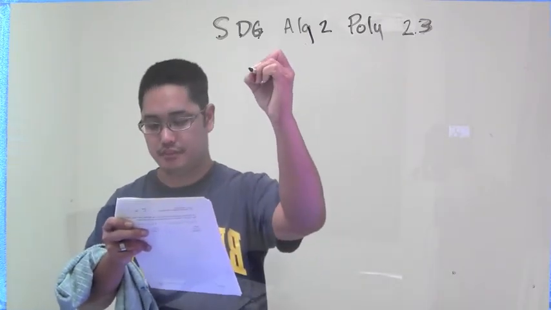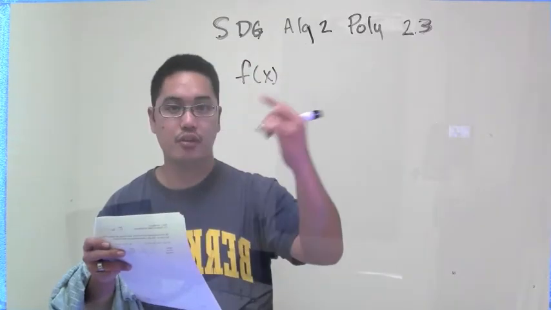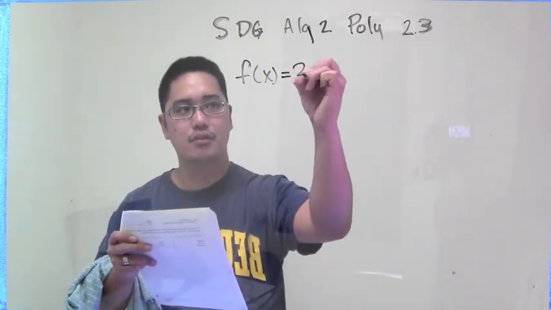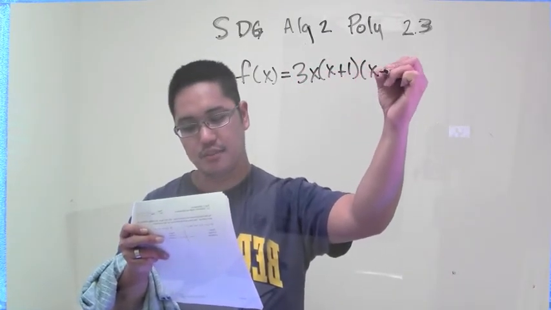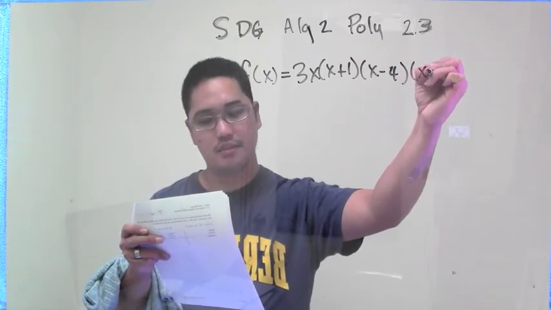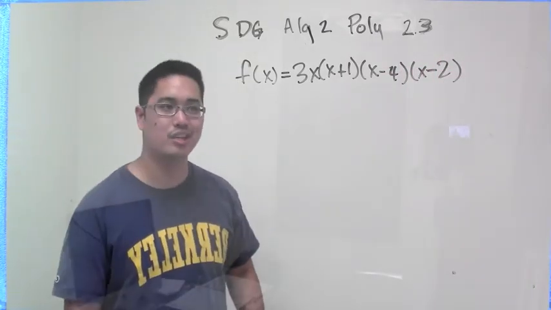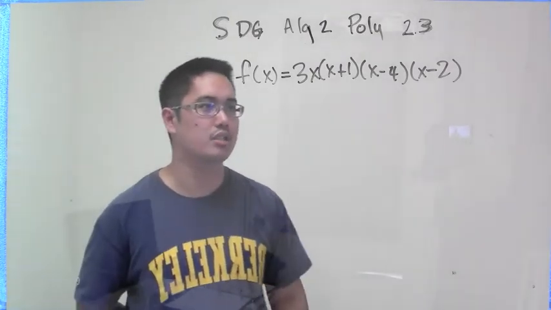Let's do this one. F of x, which I've been writing f of x, I've also been writing y, they're the same thing. I interchange those two pretty often. F of x equals 3x times x plus 1 times x minus 4 times x minus 2. Alright, I'll be honest with you, this one's going to be a little bit of work. It's not going to be hard, I think, but it's just some work.